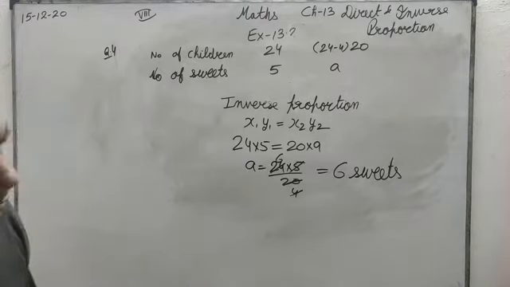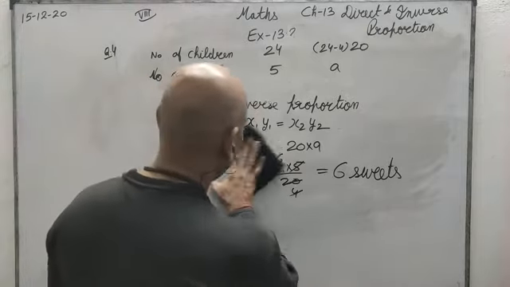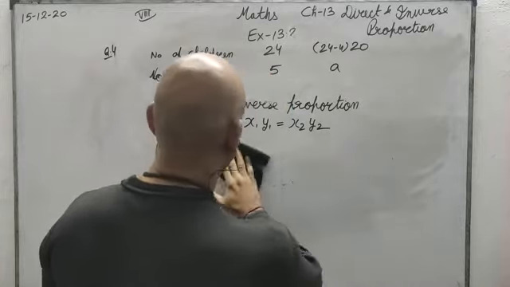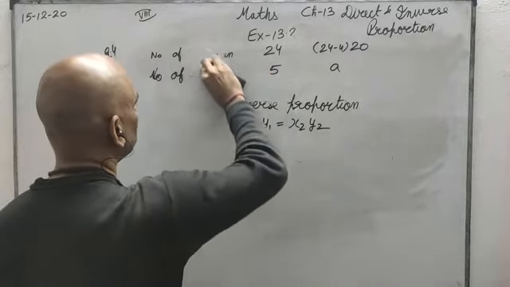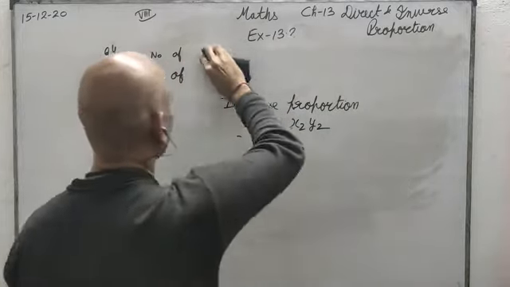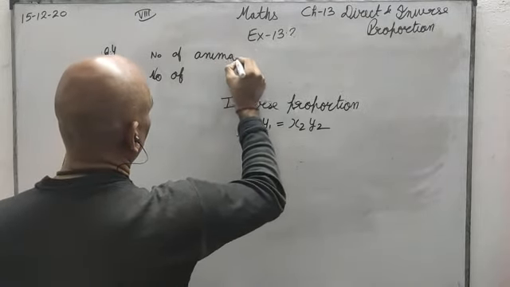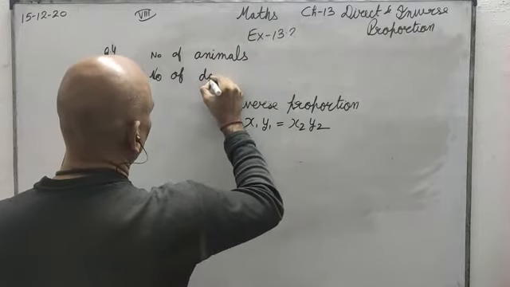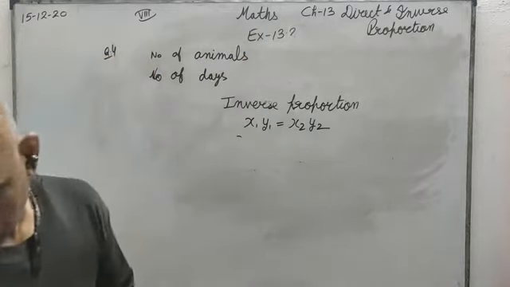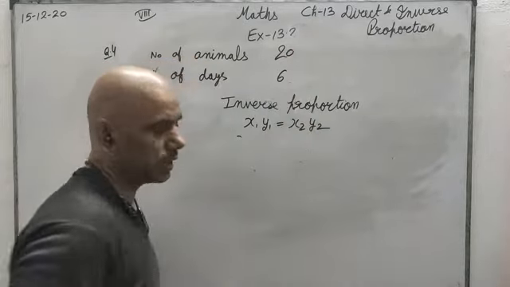Now question number 5. A farmer had enough food to feed 20 animals in his cattle for 6 days. So number of animals and number of days. So he is having 20 animals, 6 days.